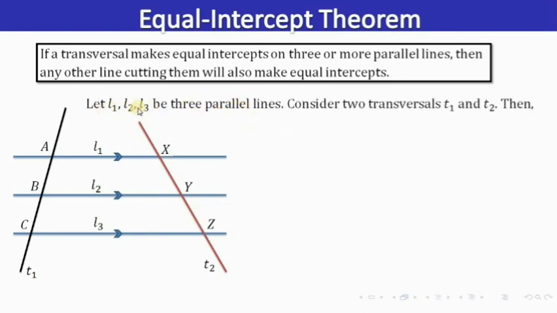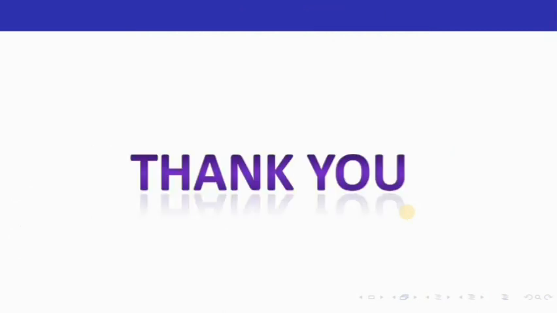Let L1, L2 and L3 be 3 parallel lines. As you can see from the diagram, I am considering 2 transversals, T1 and T2. If AB is equal to BC, as I said, if these 2 intercepts are equal, then the other set of intercepts, that is XY and YZ, also need to be equal. That's the meaning of the equal intercept theorem. You may pause the video to note down the theorem. Thank you very much.